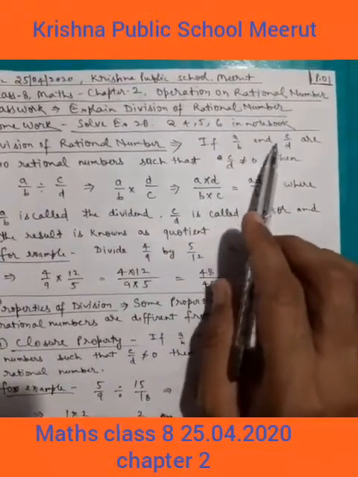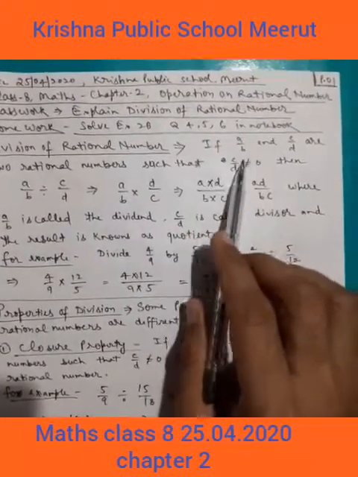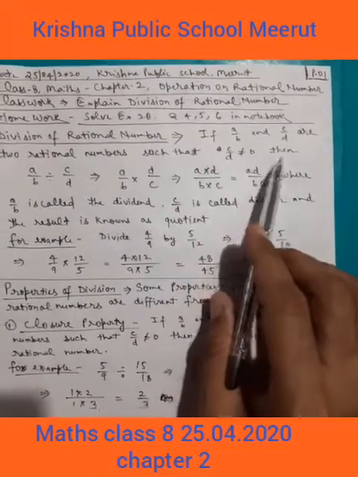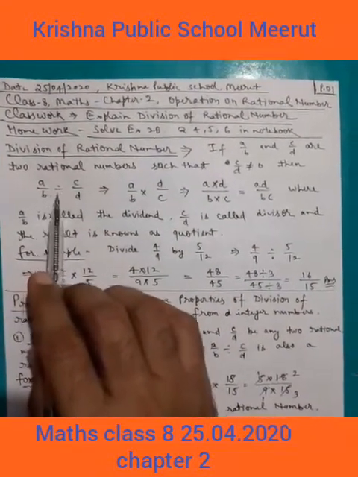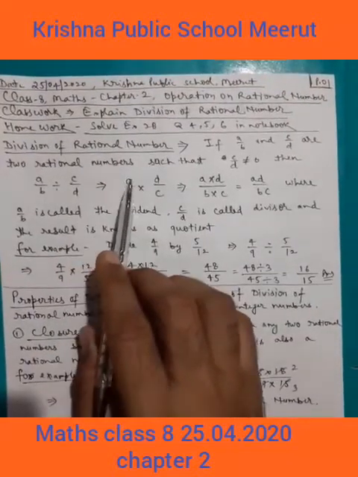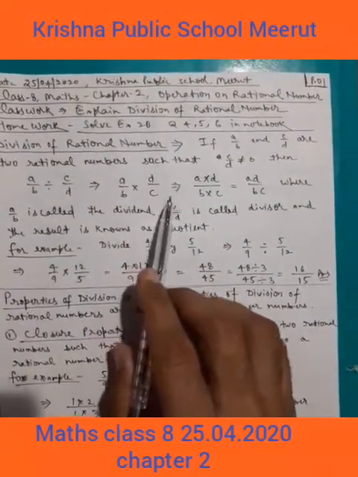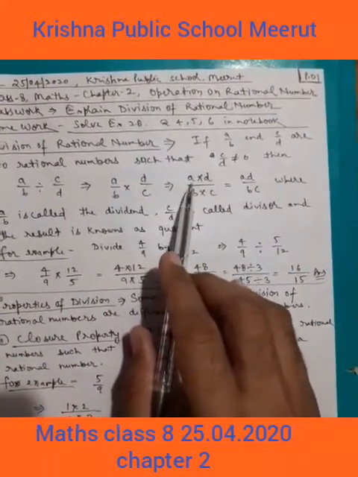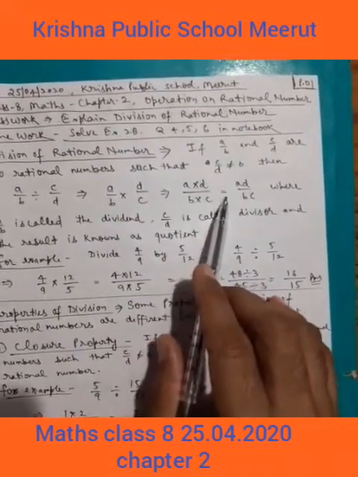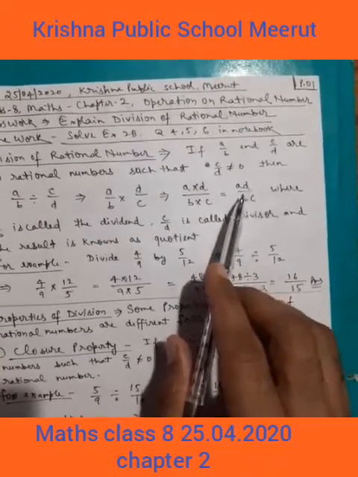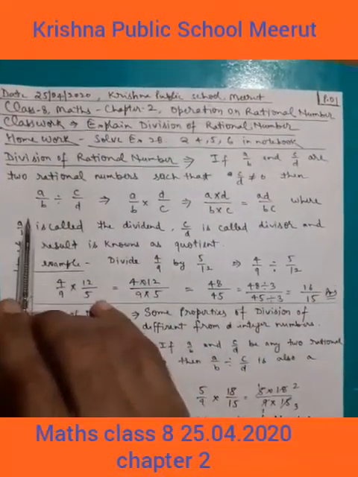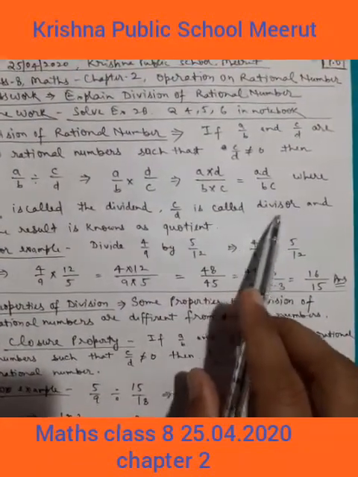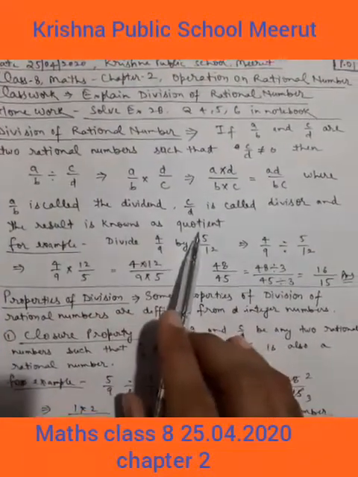If A upon B and C upon D are two rational numbers such that C upon D is not equal to 0, then A upon B divided by C upon D is equal to A upon B into D upon C. We change the order of C upon D to D upon C, and we can say A into D upon B into C is equal to AD upon BC, where A upon B is called the dividend, C upon D is called the divisor, and the result is known as the quotient.